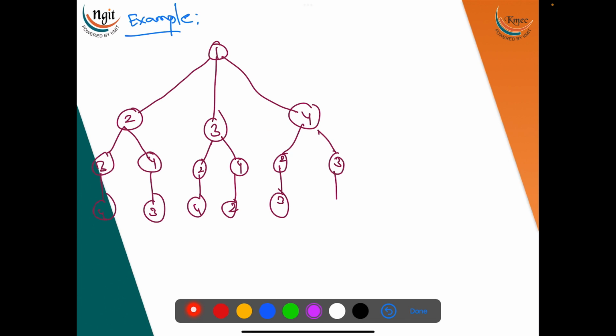Now we'll take an example. Let's see this example. This is the graph I'm considering: 1, 2, 3, 4.